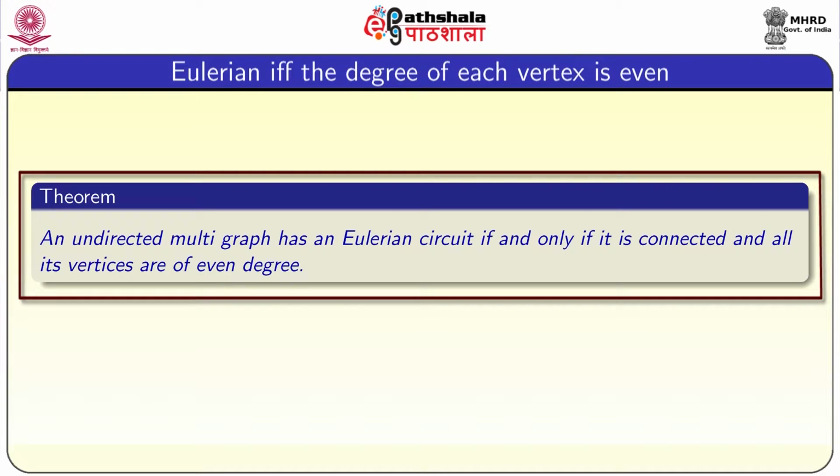Now we are going to give a necessary and sufficient condition for a graph to be Eulerian. A graph is Eulerian if and only if the degree of each vertex is even. The statement is: an undirected multigraph has a Eulerian circuit if and only if it is connected and all its vertices are of even degree.